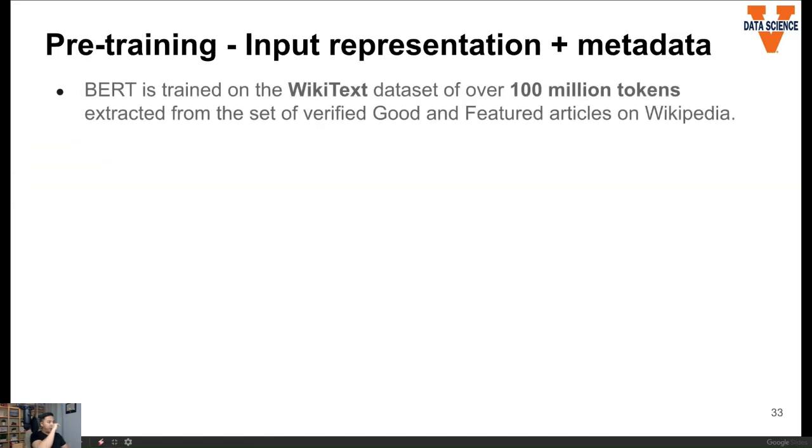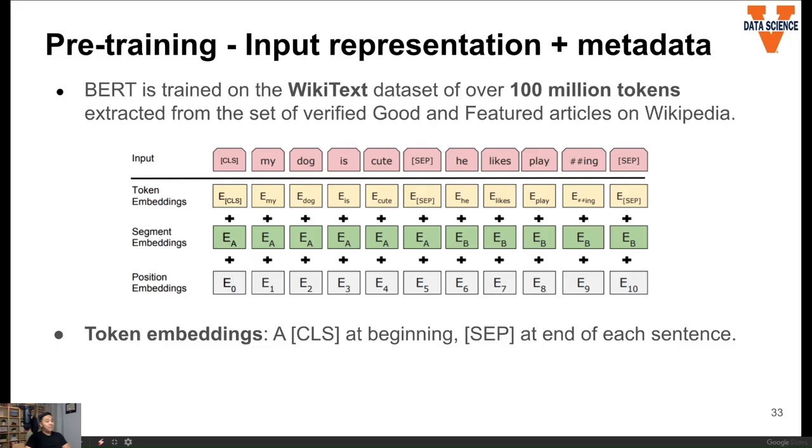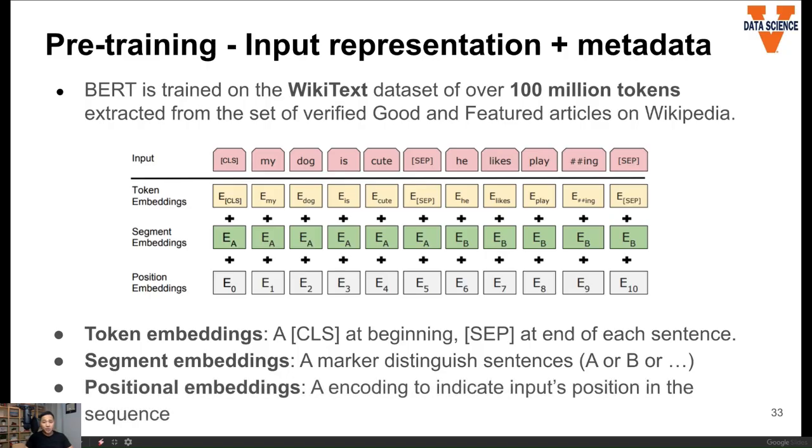So pre-training. BERT was trained on the Wikitext dataset with 100 million tokens, extracted from a set of good and featured articles on Wikipedia. And here's an example of the input. Not only taking input as words, they also take metadata, and there are several kinds of metadata here that you can see. Number one is the token embedding. You embed a CLS token at the beginning, which is used for sentence classification. A separator token at the end of each sentence. You also have segment embedding, which is a marker to distinguish one sentence from another sentence. And also positional encoding, which is the encoding that indicates the position of each word in the sequence.